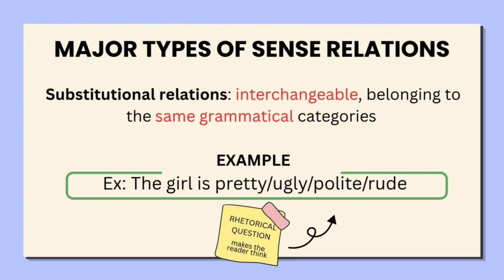In substitutional relations, words can replace one another because they belong to the same grammatical category. For example, the words pretty, ugly, polite, and rude. All these adjectives can appear in the same position in the sentence. This shows that language allows us to choose among words within the same category.